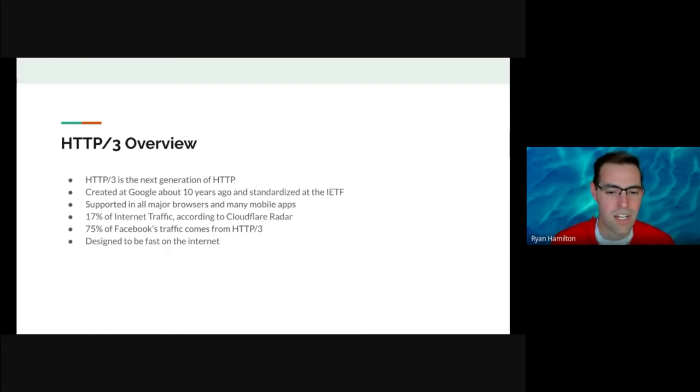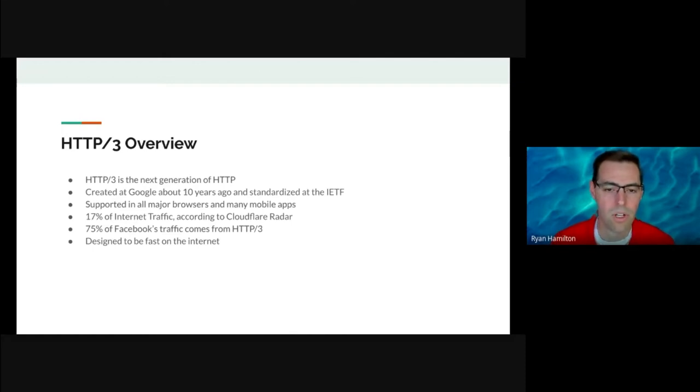Okay, but what is HTTP 3? HTTP 3 is simply the next generation of HTTP, following creatively from HTTP 2 and HTTP 1. It was created at Google about 10 years ago and recently standardized at the IETF. It's supported in all major browsers, in many mobile apps, in server stacks and server deployments. According to Cloudflare Radar, 17% of internet traffic is currently HTTP 3. And for services like Facebook, which have leaned heavily into HTTP 3, they're seeing something like 75% of their traffic coming in over HTTP 3. And quite simply, it's designed to be fast on the internet.